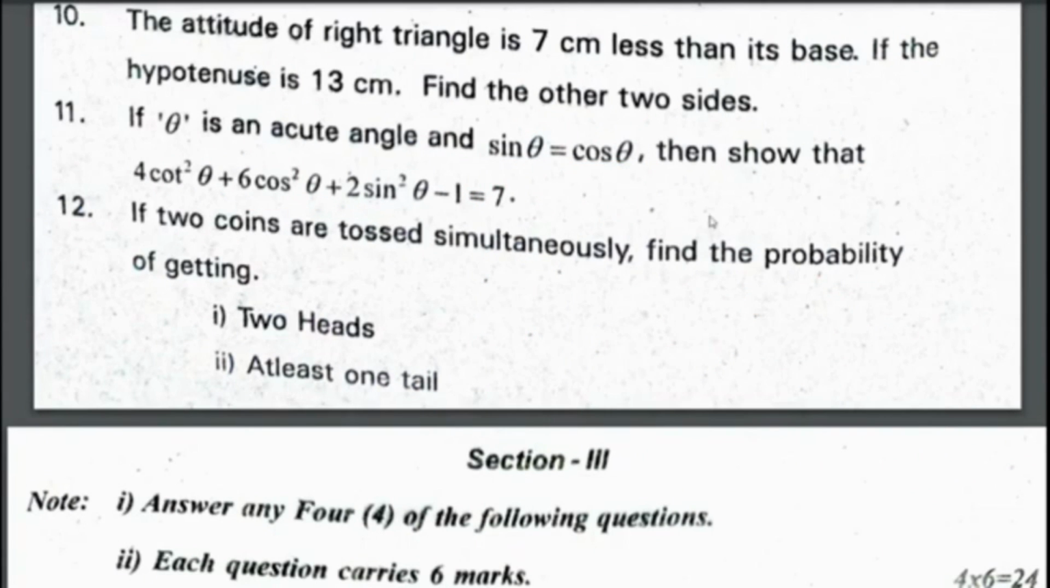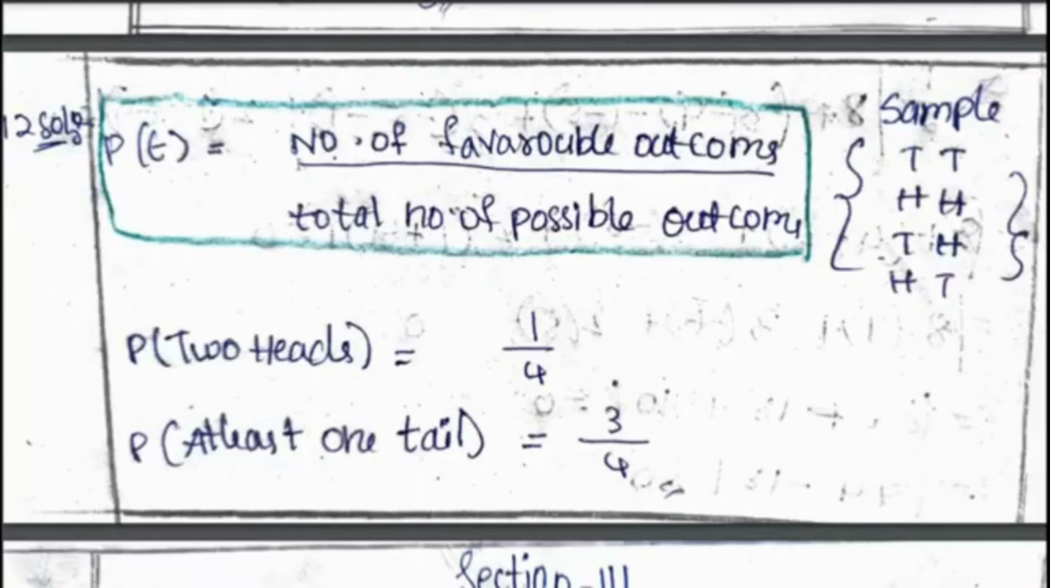If two coins are tossed simultaneously, find the probability of getting two heads and at least one tail. So we know the formula for probability of any event: number of favorable outcomes by total number of possible outcomes. When two coins are tossed, the sample space will be tail tail, head head, tail head, head tail. So P of two heads: there is only one favorable outcome, so 1 by 4. Total possible outcomes are 4, favorable outcomes are 1. At least one tail: we have one tail, two tails, three tails, so favorable outcomes are 3. Our possible outcomes is 4.